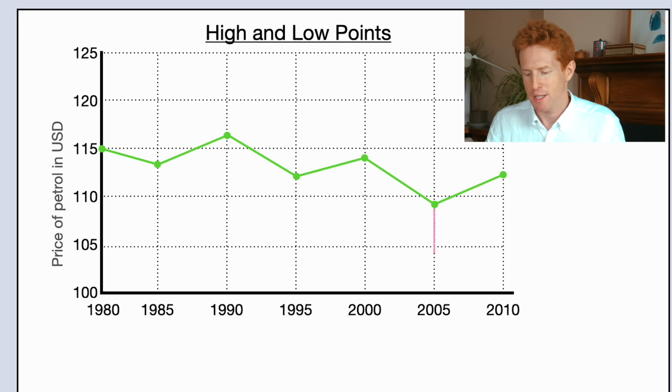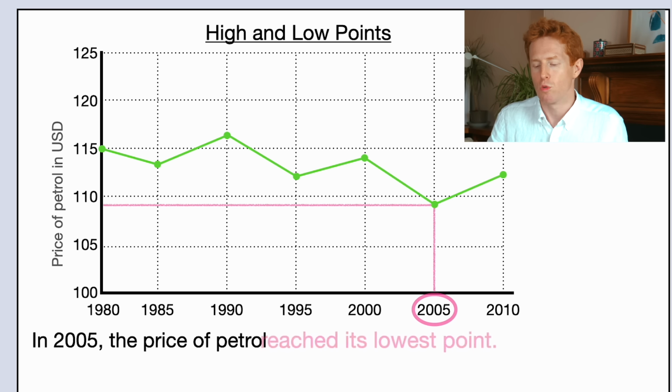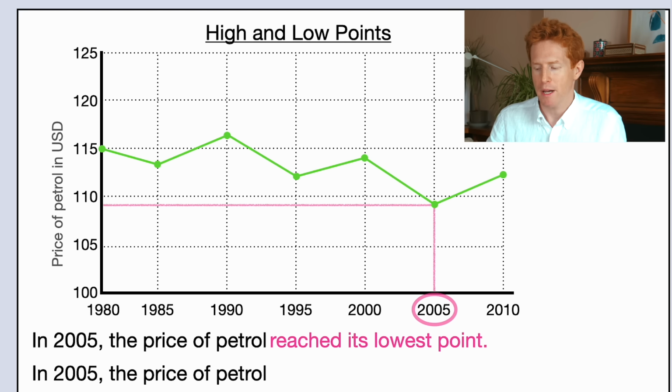Now, likewise, if we look at 2005, we see that the petrol price is below 110, it's at the lowest. So in 2005, the price of petrol reached its lowest point. In 2005, the price of petrol reached its lowest level. Great vocabulary there.